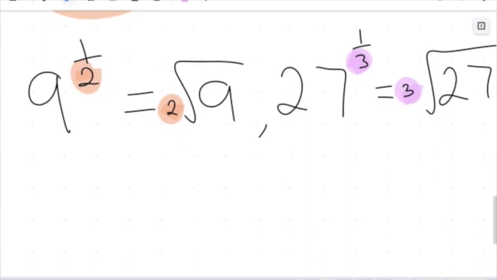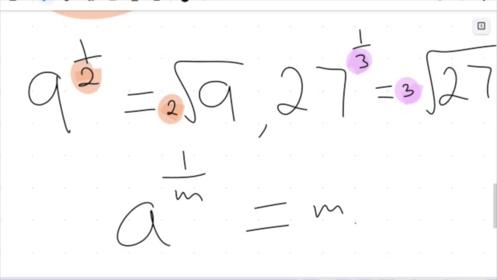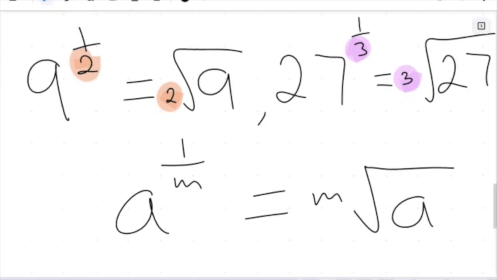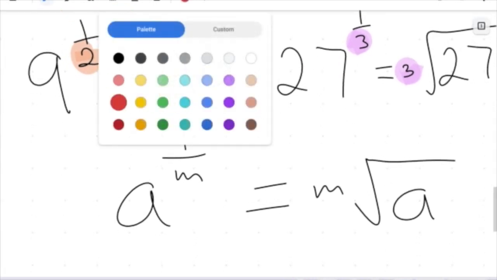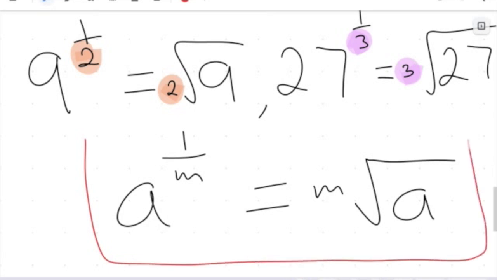So, from this, we can state that any number to the power of a fraction, with whatever denominator we have here, is going to be equal to this denominator as the root of my base number here. So this is the main relationship we observe with fractional indices.